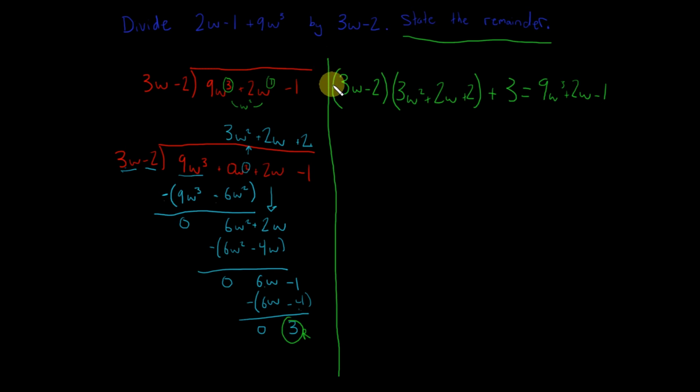And now let's do one more, and let's do the quotient form. So quotient form, we know, is the polynomial divided by the divisor. So 9w cubed plus 2w minus 1 divided by 3w minus 2. And then that's going to be equal to the quotient, which is 3w squared plus 2w plus 2. And then that's plus the remainder divided by the divisor. So that's going to be 3 divided by 3w minus 2.